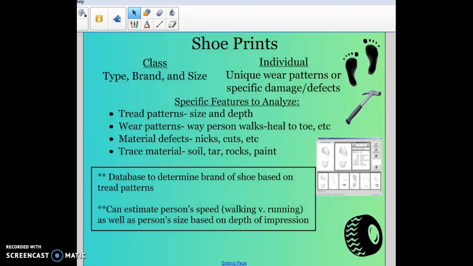To individualize a shoe print, they have to find some type of unique wear pattern or defect in the shoe, and sometimes that's hard to do.